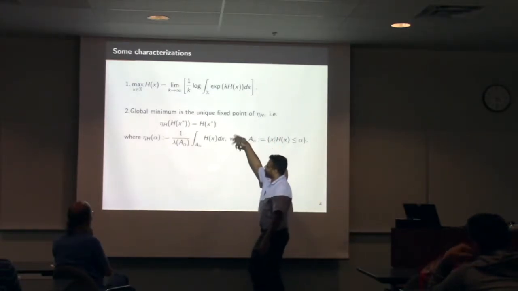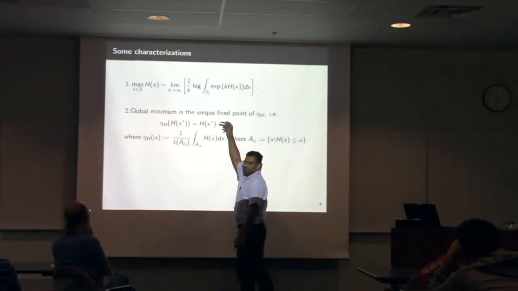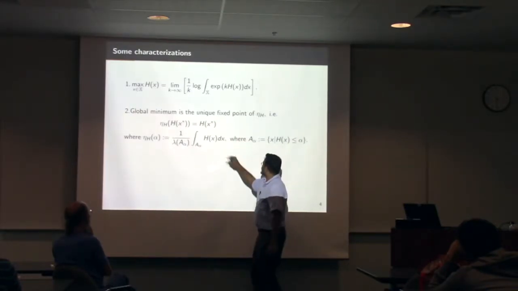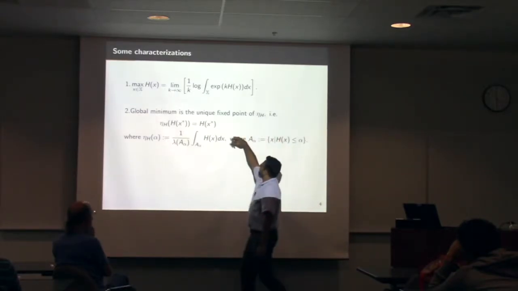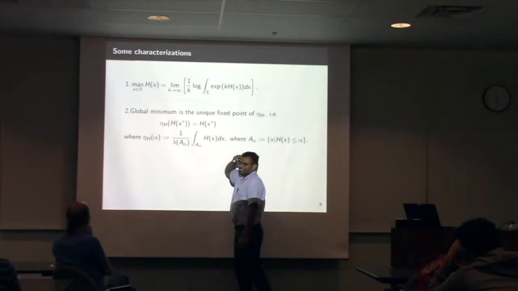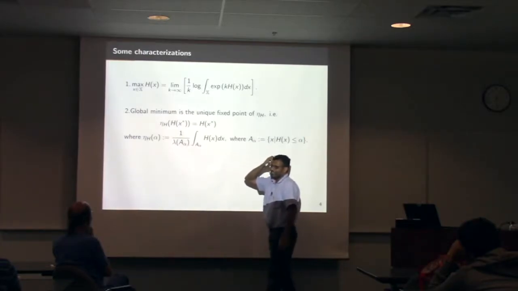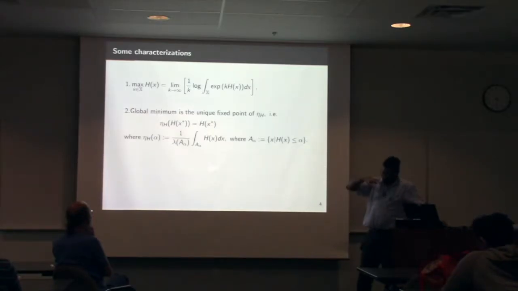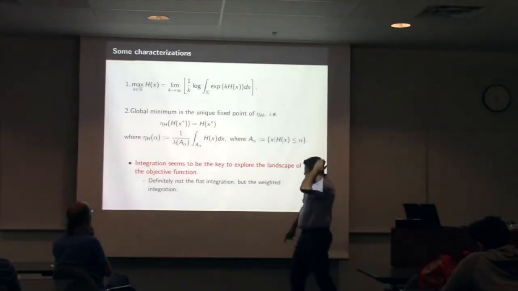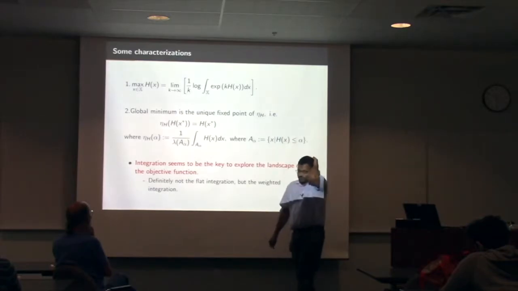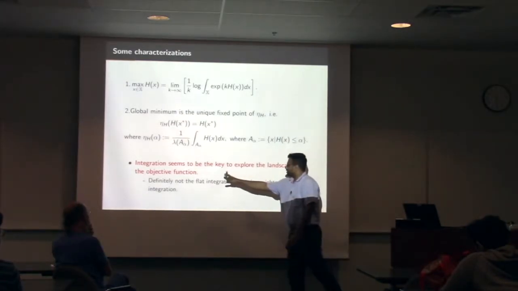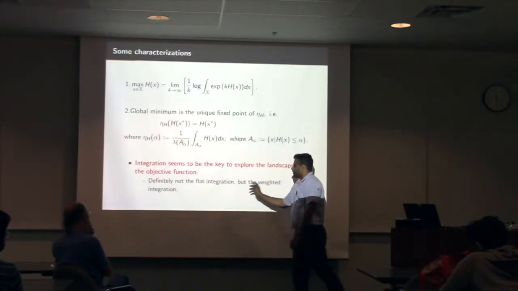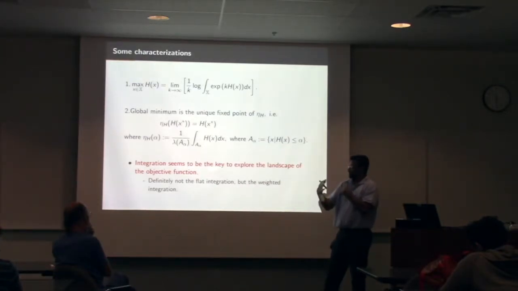So if you look at both these characterizations, you are actually taking the volume. Here you are taking the volume of the function over the level set. Here you are taking the volume of a positive function of the objective function, and you are averaging the volume, and you achieve the singularity as the limit goes to infinity. So what does it tell us? It tells us that you need some kind of volume to characterize the landscape. Integration seems to be the key to exploring the landscape of the objective function. Definitely not a flat integration, but some kind of weighted integration, in the sense of integration with respect to some probability measure.